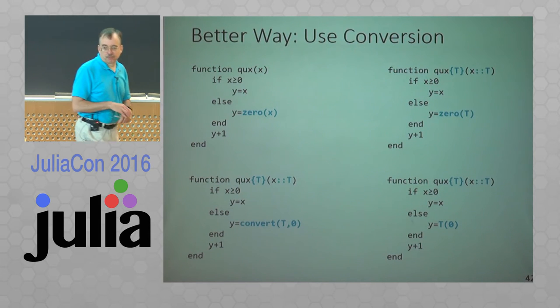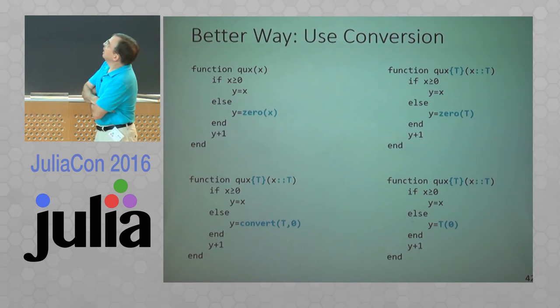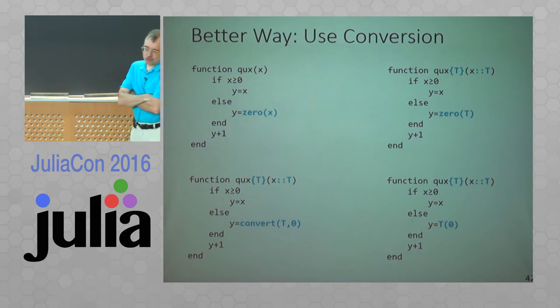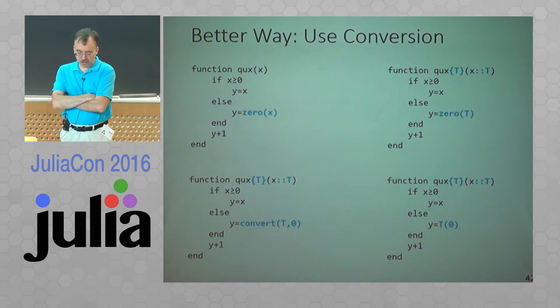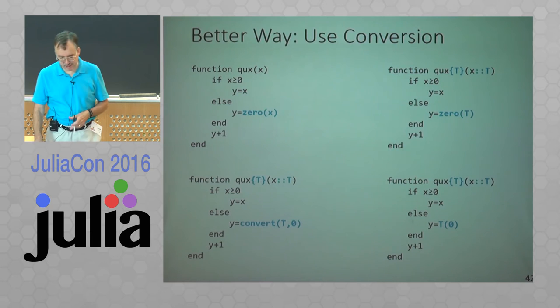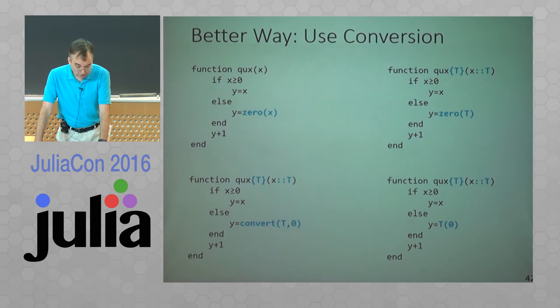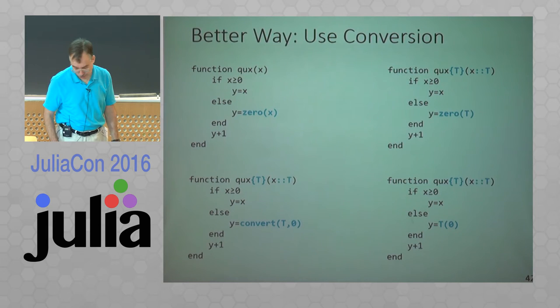A better way is to apply a conversion. This makes the code polymorphic or generic. Here's four different ways to fix it. Depending upon circumstance or your taste, any of these will work. The upper left uses the zero function that returns a zero of the same type as x. Upper right, same deal with zero, only there I'm using a form that takes a type as an argument. Bottom left, that's using the convert function. Wait, this one, I'm not sure. Somebody should check me on that, whether that actually works. I have a concern.